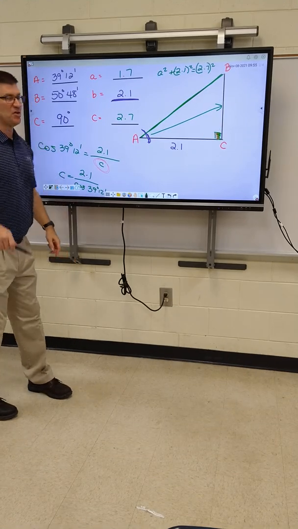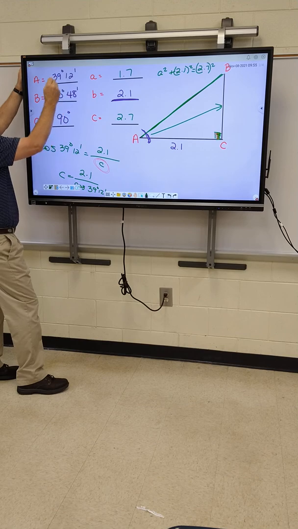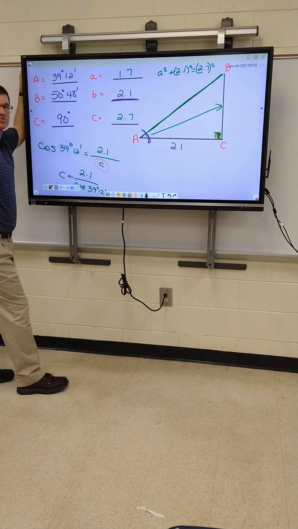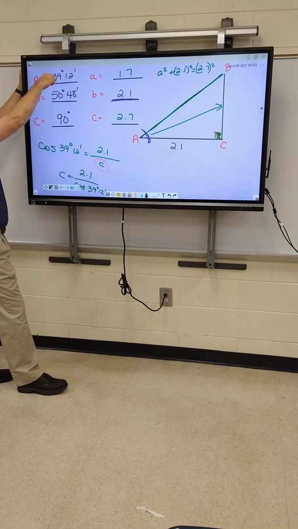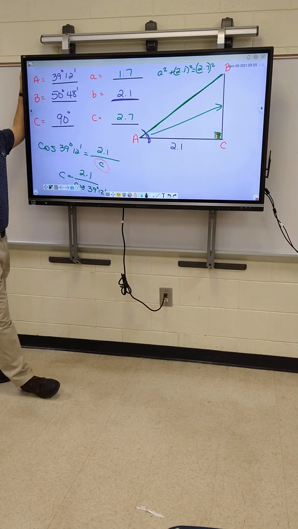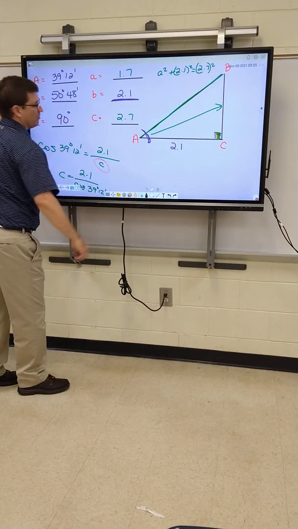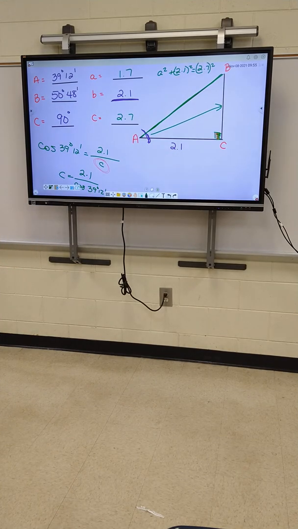And something else I got to show y'all. Notice right here, the left column, the answers are in degrees and minutes. The right column, they're decimals. That will always happen, because the left column are angles. The right column is just sides. So if you measure something, it's going to be 3.5 inches or 3.6 inches or so. All right. Everybody good? All right, we did good on that one.